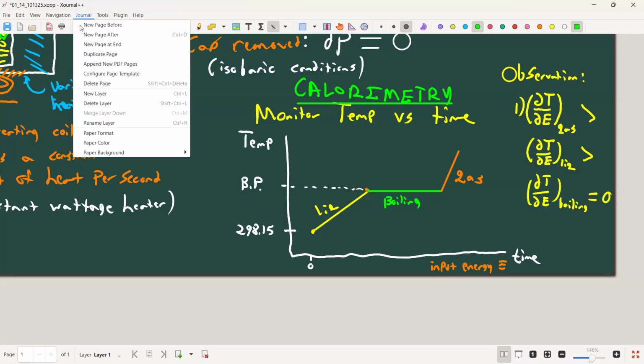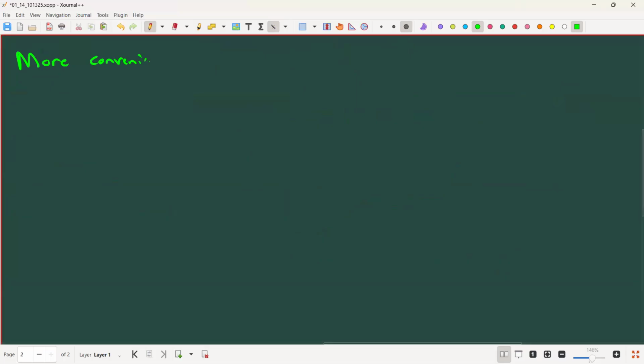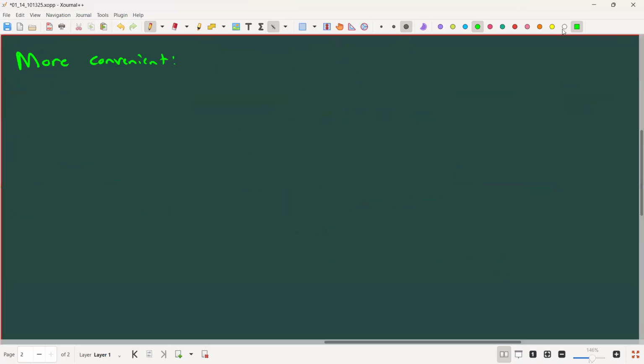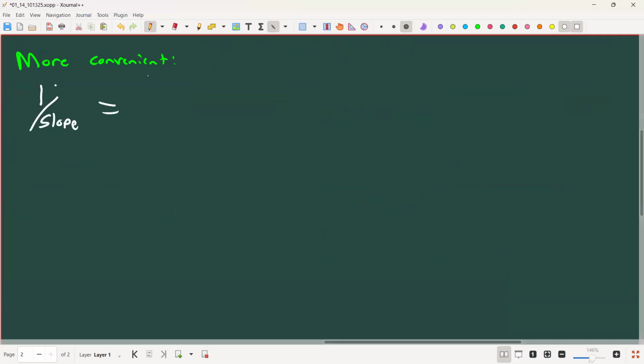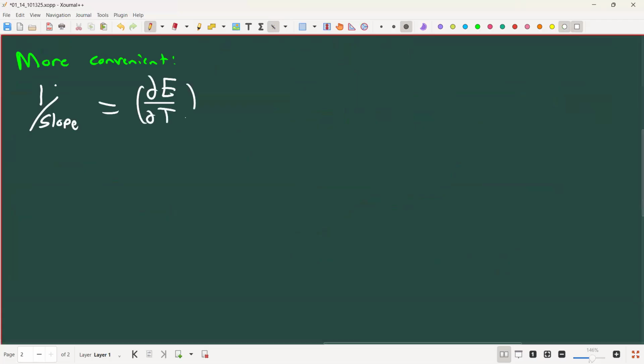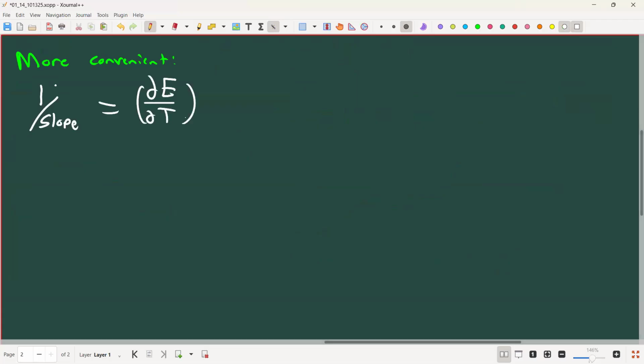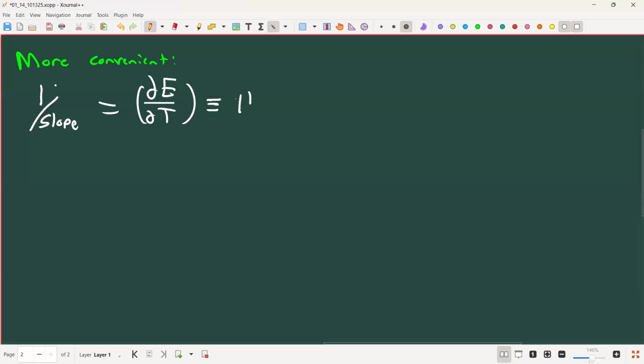Okay, so let's flip it over instead. More convenient is we take 1 over the slope of these curves, which is dE/dT. Right? And this is just a number. This is a slope. This is just a number. And we have a name for this. This is called the heat capacity.